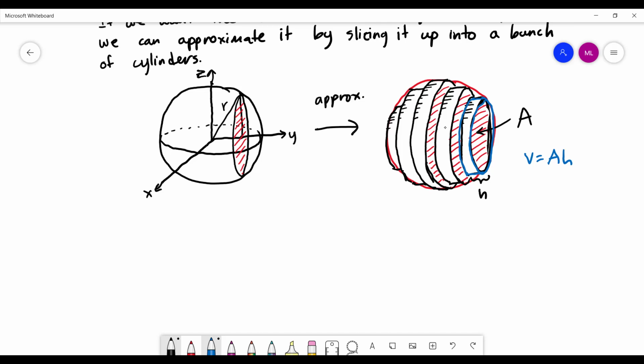And then we would do the same thing for the next cylinder, and the next cylinder, and the next cylinder, and the next cylinder, and add up to get our approximation. So in this case, we've chopped it up into, well, how many did I do? It looks like 5 cylinders. So in this case, N equals 5 cylinders.